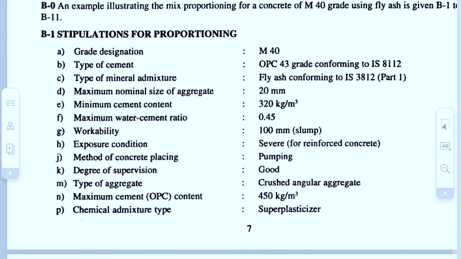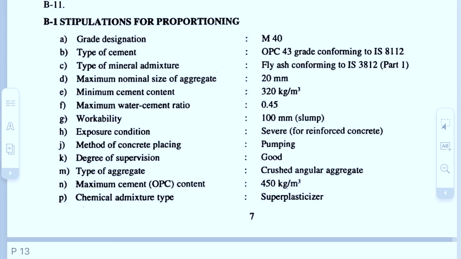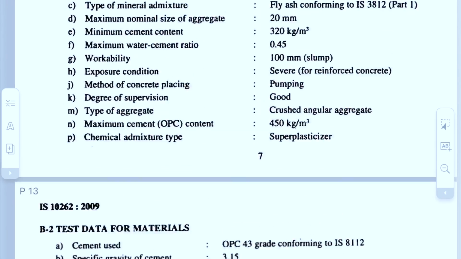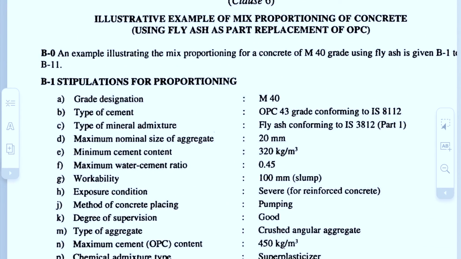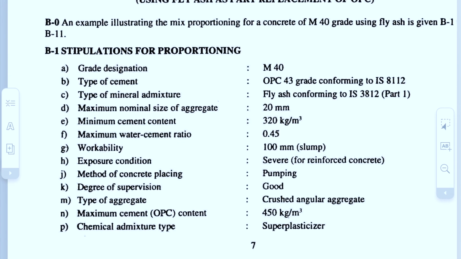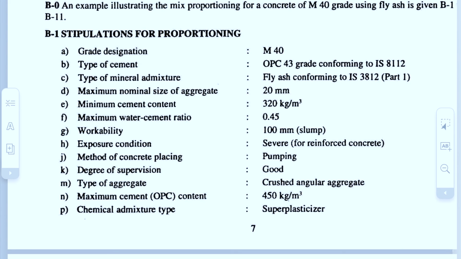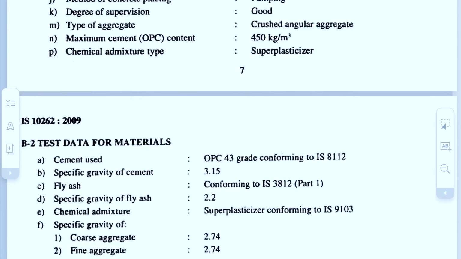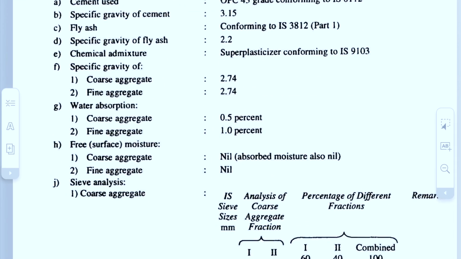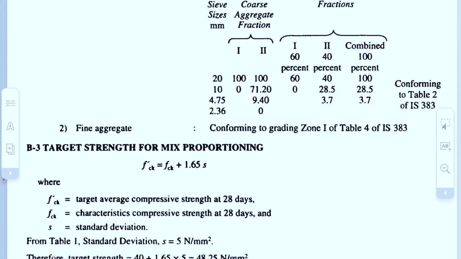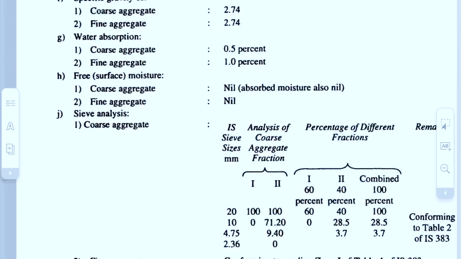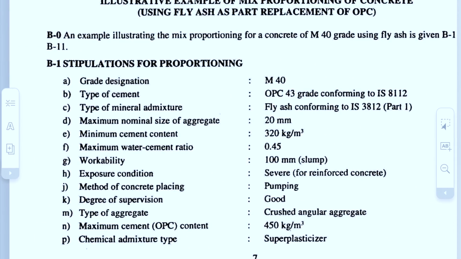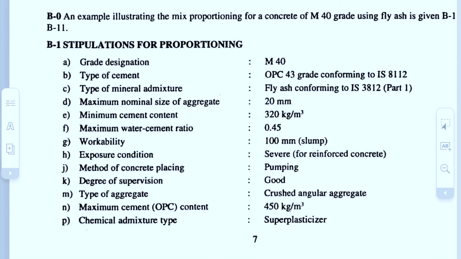So we'll discuss one more problem. It's probably the same. As you can see here, if you go through the question, I think you should try this problem.